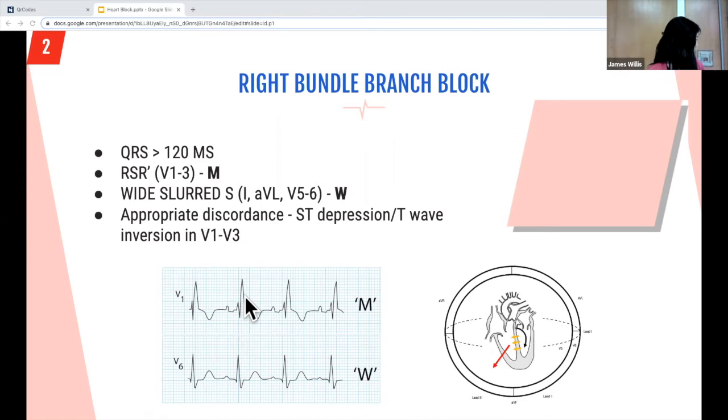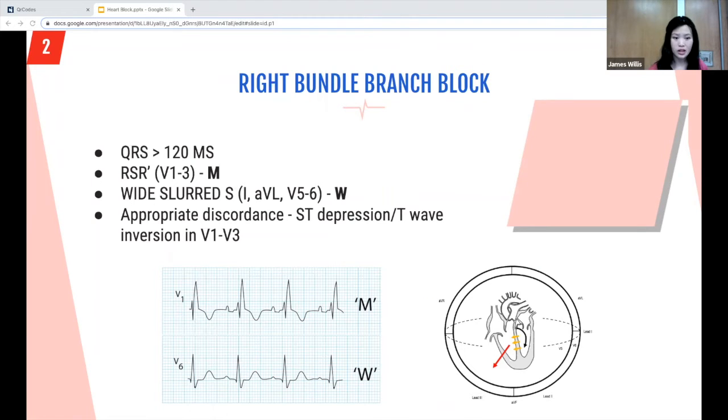And then in your lateral leads, because you're depolarizing slower, you knocked out one side, it's going to take a little bit longer to come back. So there's more of a slurred S coming back, and the S is the negative part. So that's why with right bundle branch, you have the M, or the bunny ears, the W, and then you're going to see the appropriate discordance, meaning where you have the QRS high, you're going to have a T wave or ST depression inverted, and that's normal.